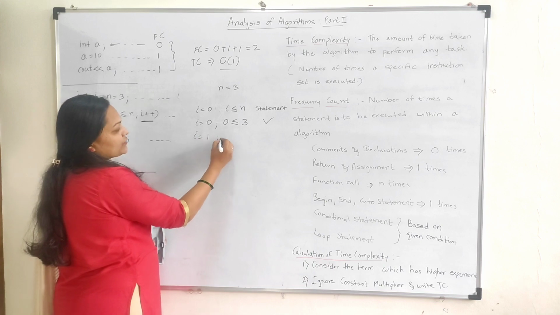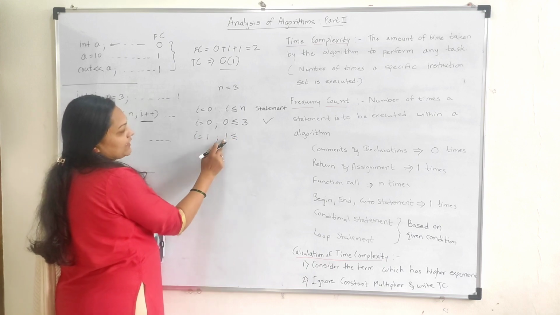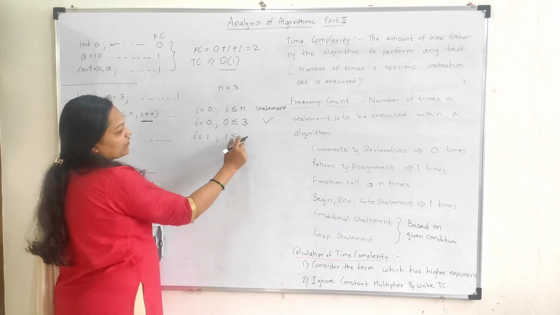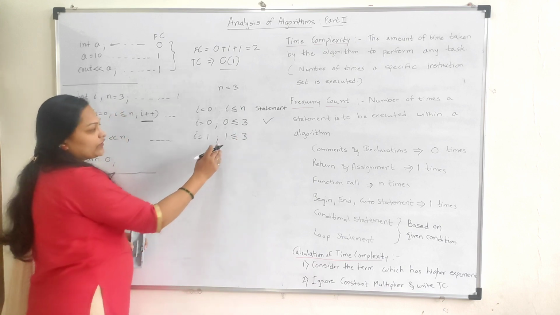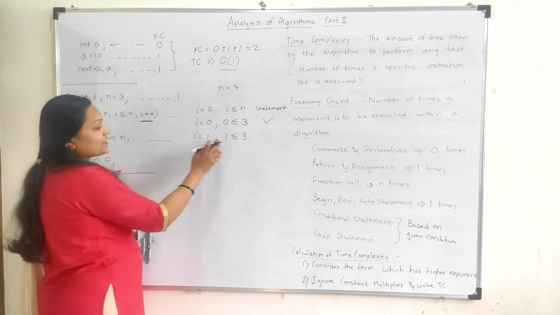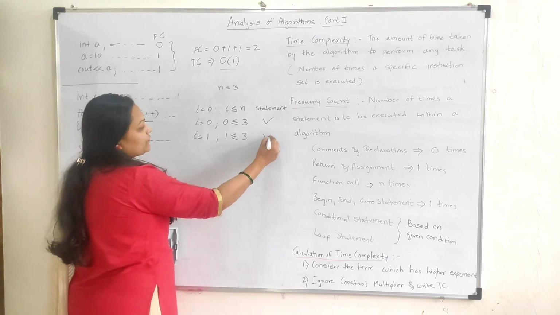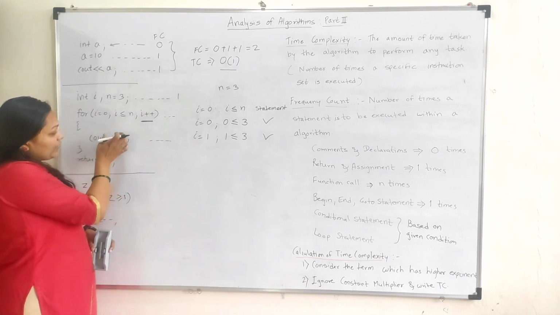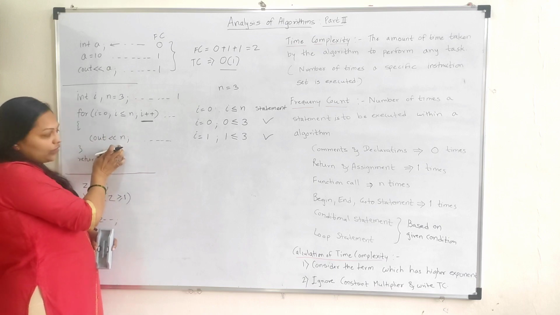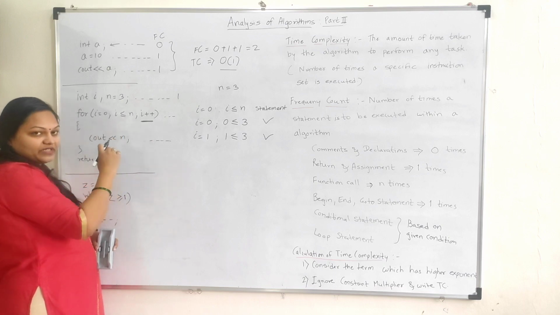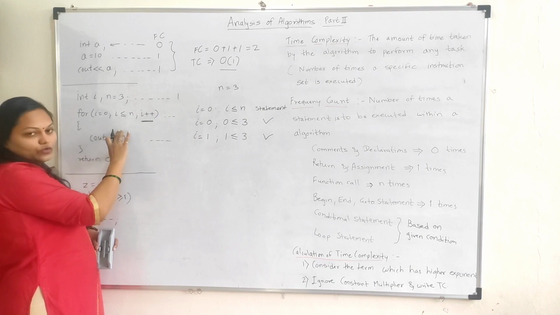So the value of I is 1. Now the value of I is 1, the value of n is 3. So 1 is less than or equal to 3, so this condition is true. So again the statement will execute. If this condition is true, the program counter will go inside of that for loop and execute all the statements written in that for loop, okay.